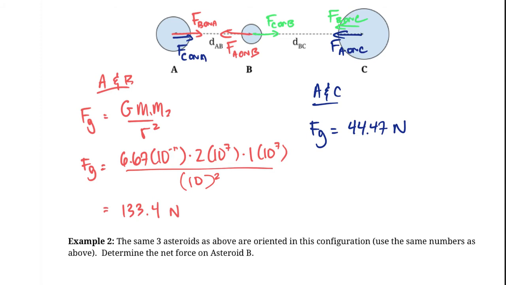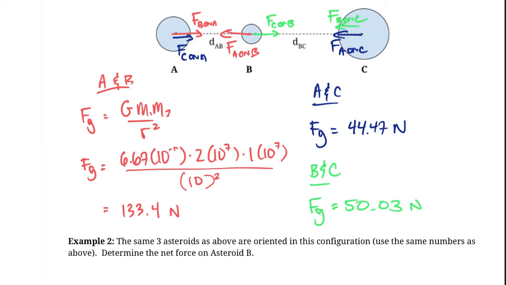So this is B and C. And again, I'd recommend you pause the video here, calculate it yourself, and make sure you're getting the right answer. Unpause when you've got it. I got 50.03 newtons. So we have all of the pairs of forces now.